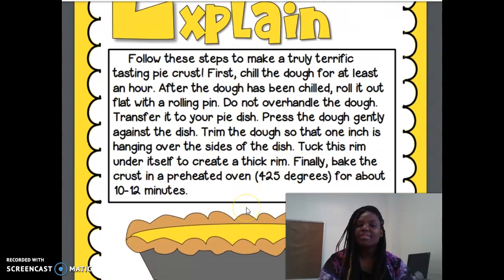Follow these steps to make a truly terrific tasting pie crust. First, chill the dough for at least an hour. After the dough has been chilled, roll it out flat with a rolling pin. Do not overhandle the dough. Transfer it to your pie dish. Press the dough gently against the dish. Trim the dough so that 1 inch is hanging over the side of the dish. Tuck this rim under itself to create a thick rim. Finally, bake the crust in a preheated oven, 425 degrees, for about 10 to 12 minutes.